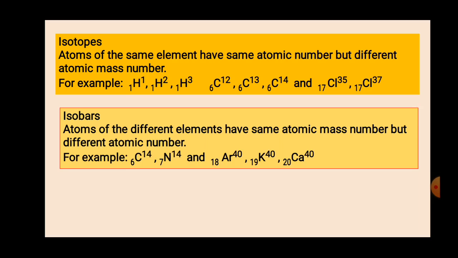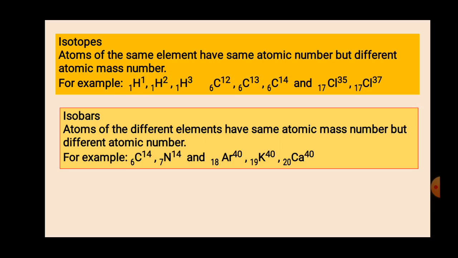So what is the meaning of isotope? It is atoms of the same element. Writing same element is very important. Atoms of the same element have the same atomic number but a different atomic mass number. These are the examples. This is a very important concept.